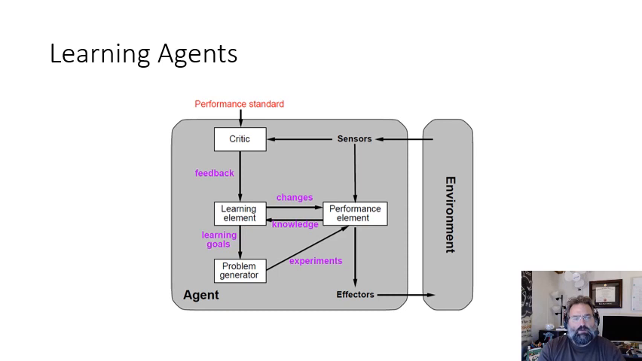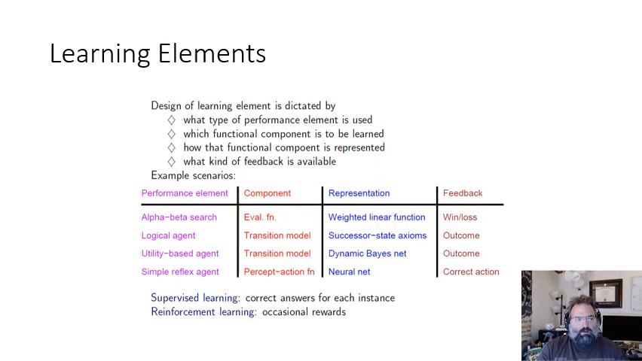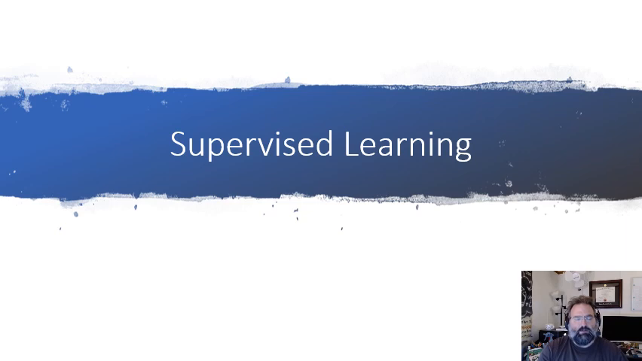This is the architecture of a learning agent. We talked about this some time back. These are the various elements associated with learning. So you talk about what type of performance element is being used, what's the functional component to be learned, how the functional component is represented, and what kind of feedback is available.